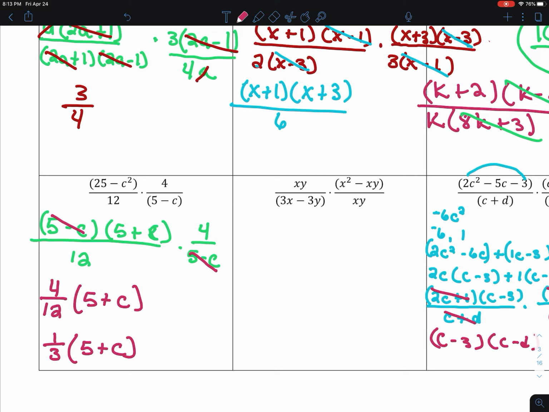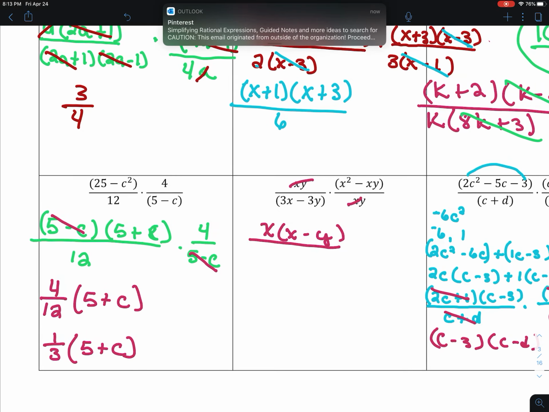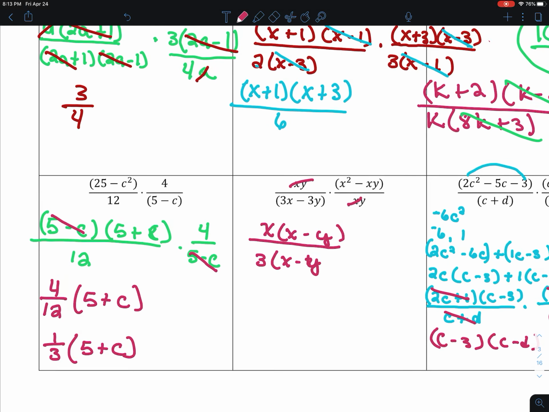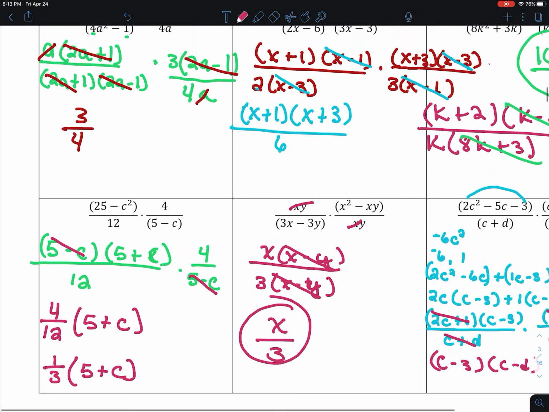And this last one, well, I already see x, y cancel, so I don't have to do anything with that. And then I have x over x minus y, because that's the GCF. And then I have 3 over x minus y, because I factored out a GCF of 3. My x minus y cancels, and I'm left with x over 3. Okay, that is multiplying rational expressions.